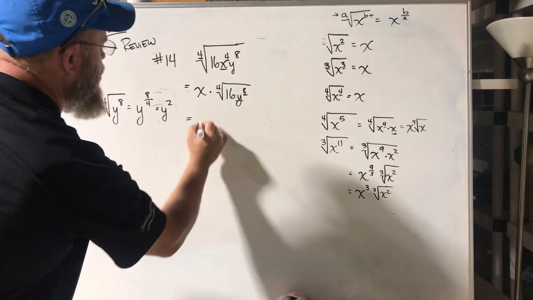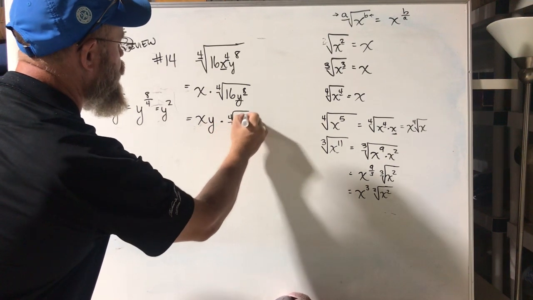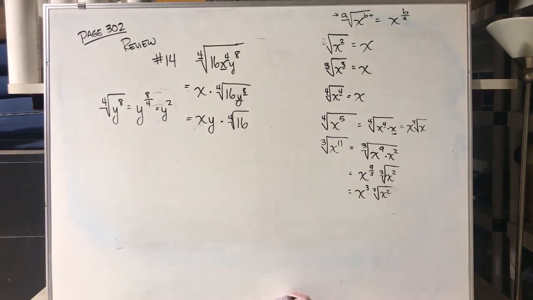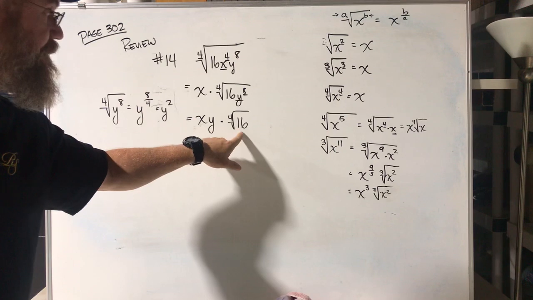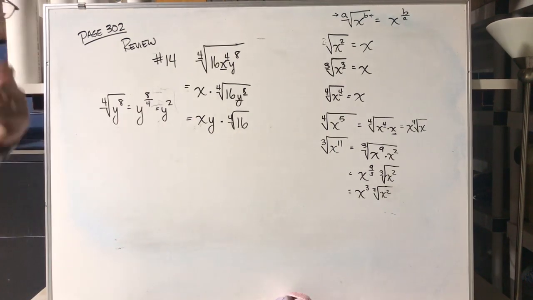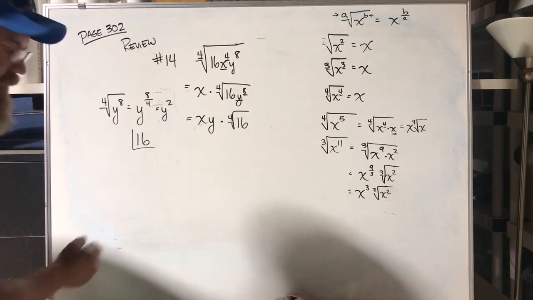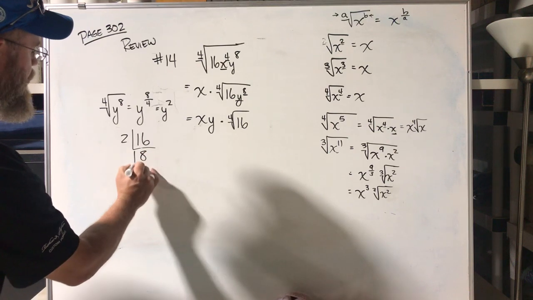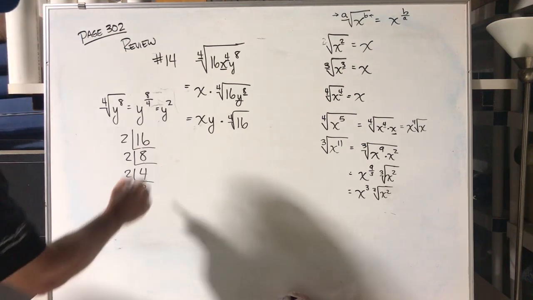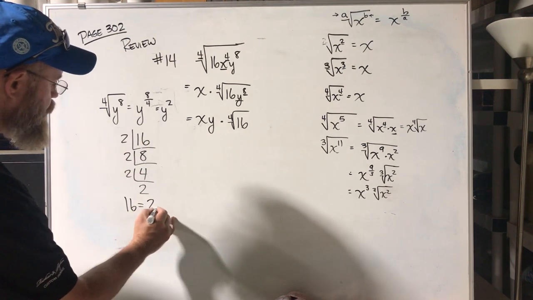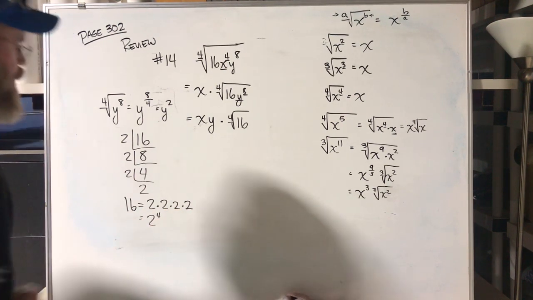So now I can rewrite it as x times y squared times the fourth root of 16. Well, what's the fourth root of 16? I don't know. So I've got to prime factor 16. So let's prime factor 16. We start with 2. 2 goes into 16 evenly, so 2 into 16 is 8. 2 goes into 8 evenly 4 times. 2 goes into 4 evenly 2 times. So 16 equals 2 times 2 times 2 times 2, which equals 2 to the fourth power.